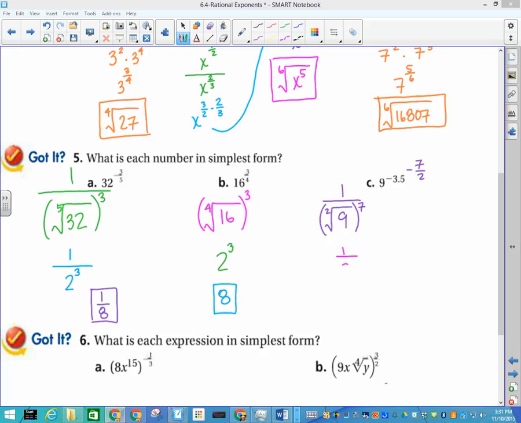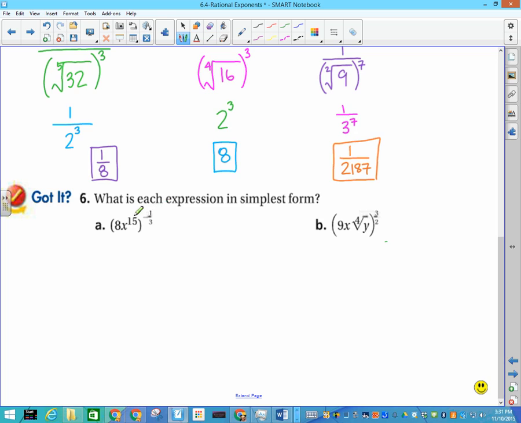So we have 1 over 3 to the 7th. And I know you keep 3 to the 7th in your head. So, real quickly, that's 2187. 1 over 2187. Okay? And the last two problems that we have, what is each expression in simplest form?